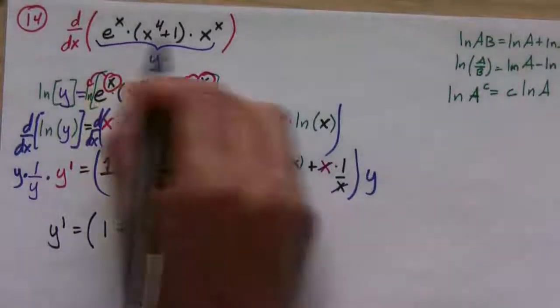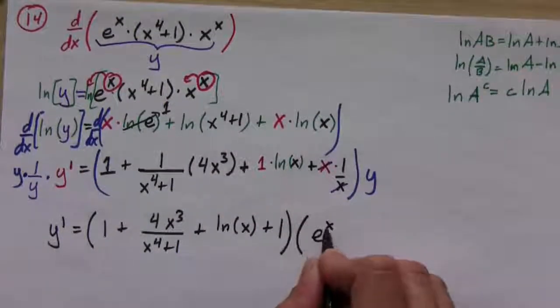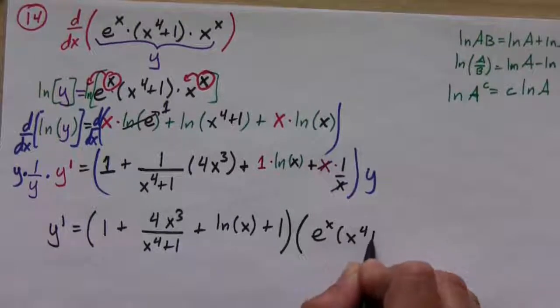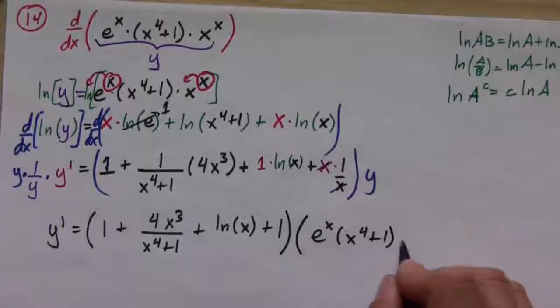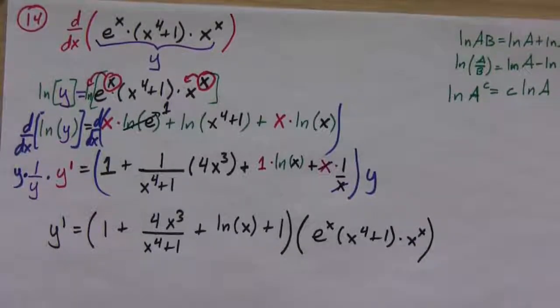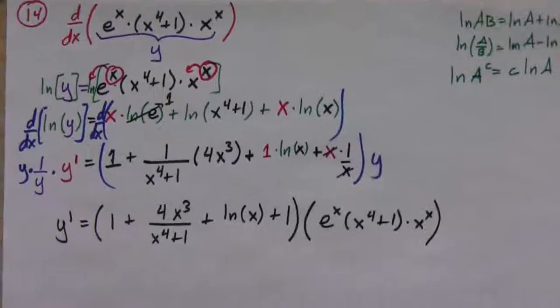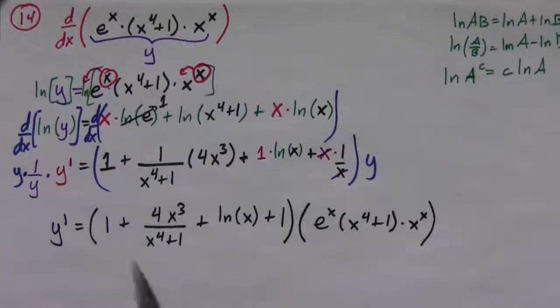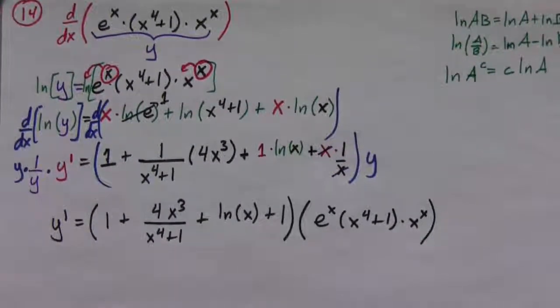And then y is this right here, which is e to the x, x to the fourth plus 1, x to the x. And that's it. Magic. And these two, 1 plus 1 is 2, so you can add those for fun.